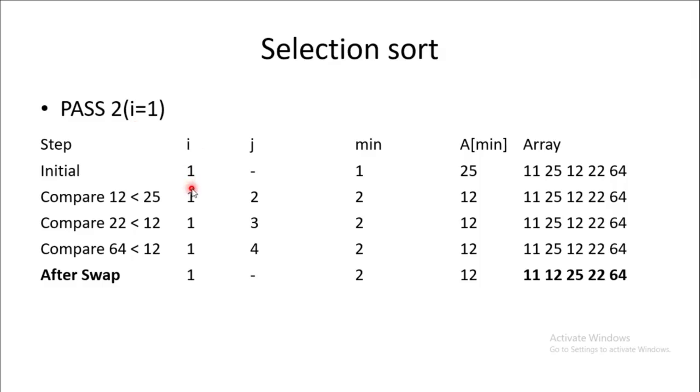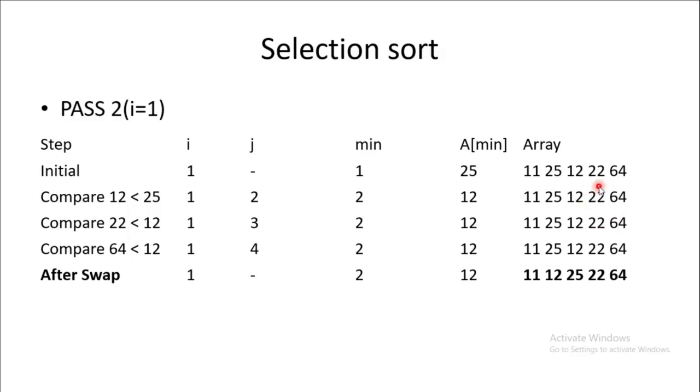Okay, as the value of i will become 1, the min will be 25 and the index of the min is 1. So 25 is getting compared with 12. 12 is less, so the min index is getting updated. Now 12 and 22 are getting compared. 12 is less, so there is no updation in the min index.